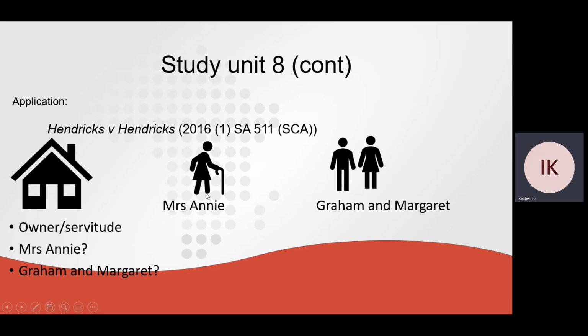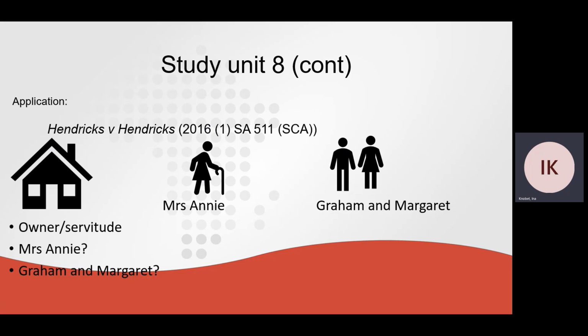Instead of moving out, Mrs. Annie decided to register a personal servitude, which was a right of habitatio, which allowed her to stay on in this house. So Graham was the owner, but Mrs. Annie had the right to stay there. A personal servitude was the basis of her right, a right of habitatio, but that, of course, is a limited real right. So if I can just provide maybe a quick explanation of that, just to refresh your memory.